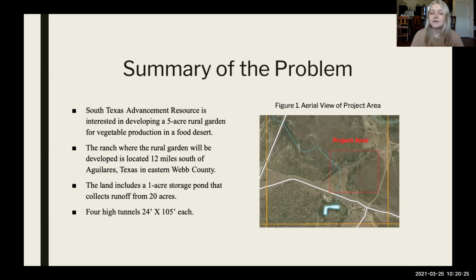So again, the problem that we were facing is South Texas Advancement Resource is developing a garden in an area with high temperatures, not a lot of rain. It's the south of Aguilares, Texas, in Webb County. And the land includes a 1-acre storage pond that collects runoff from 20 acres. And this is going to be included in our problem. For example, we'll have to figure out how to get water from the pond to our land. And then we'll have 4 high tunnels, 24 by 105 feet each. This will give us a little bit more freedom with choosing our crops because it'll provide a little bit of sun protection and wind protection as well.